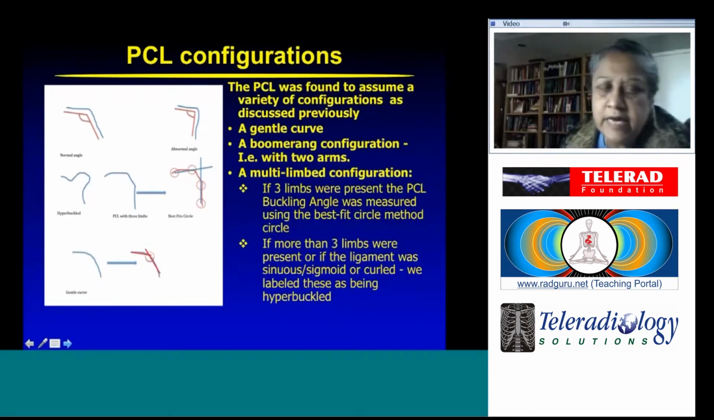In our previous lecture, we had defined these different configurations of the PCL. The normal angle is shown in the upper row. The abnormal angle is shown on the right-hand side, also in the upper row, which is fairly easy to look at. But what do you do when it is hyperbuckled or has three limbs? We use the best fit circle method. And if it is a gentle curve, we draw tangents to the gentle curve as it goes posteriorly and come up with the angle measurement.